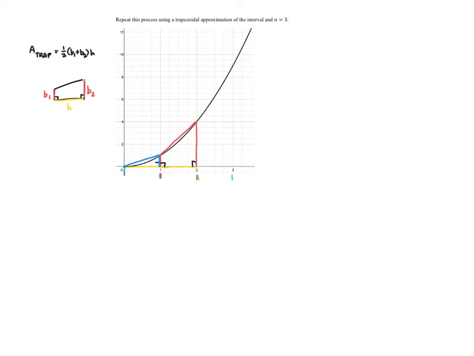Okay, so I can see that that is a trapezoid. I've just got a B1, so to speak, of 0 here. I got a B2 of 1 here and a height in between of 1. Here I've got a 1, here I've got a 4, here I've got a 1.